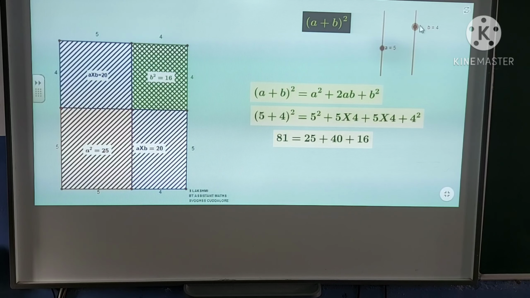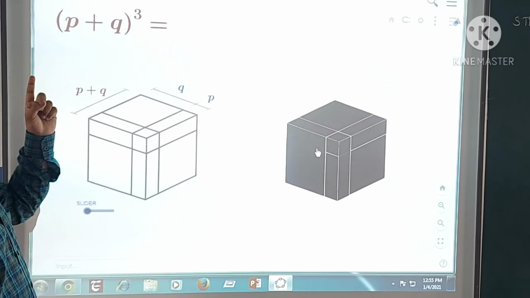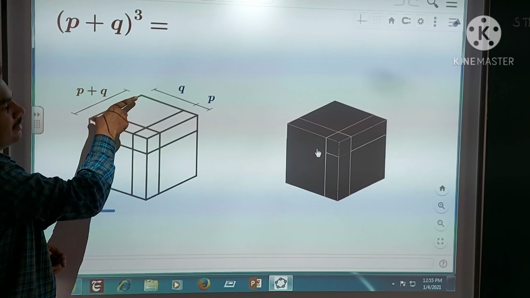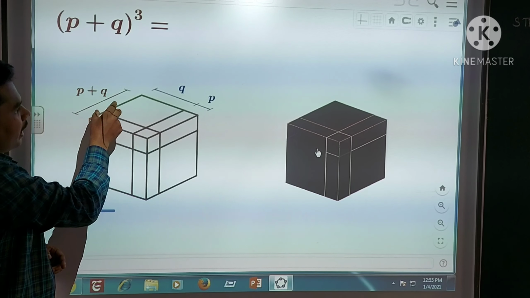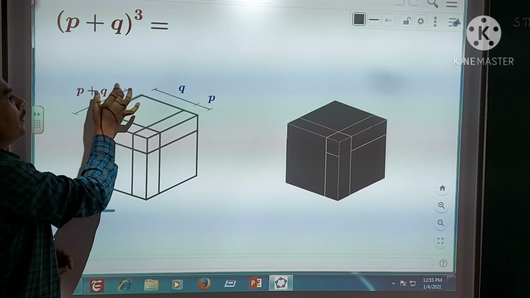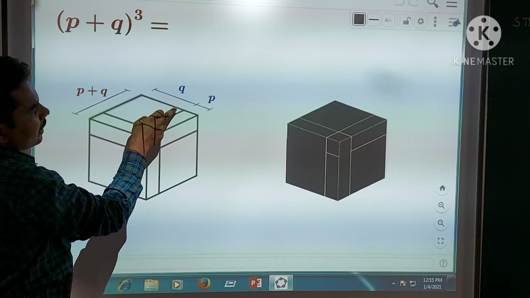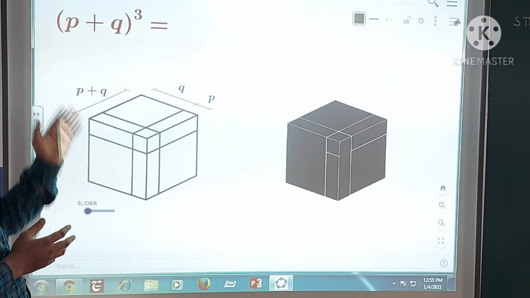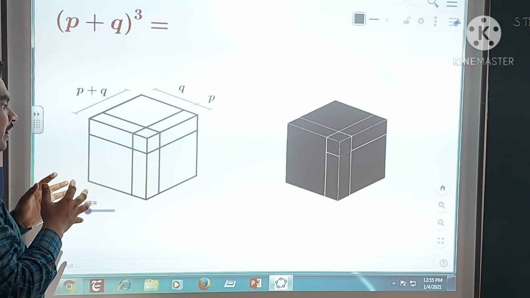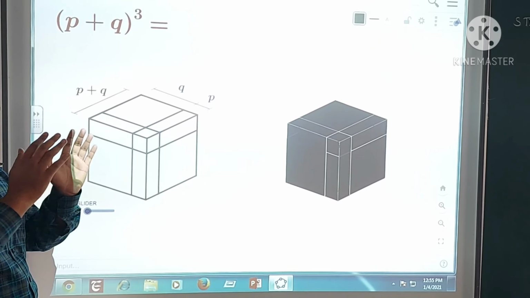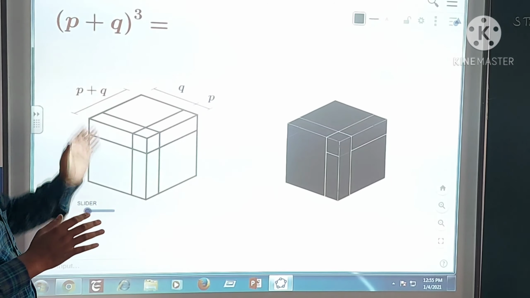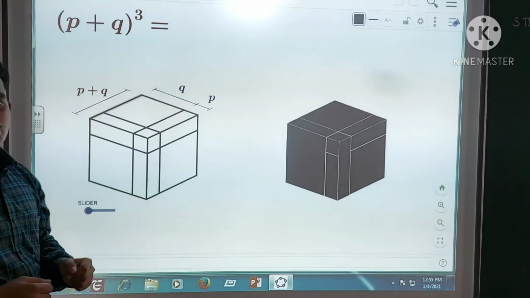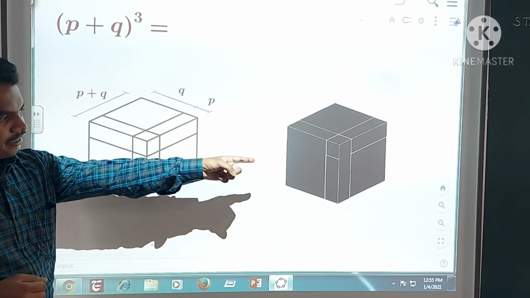Now p plus q the whole cube. First you separate this side, this is p and this is q. So total means p plus q. Here q is this side and this small side is p. Okay. Now you can visualize the p plus q the whole cube. All the sides, length, breadth and height, have p plus q. So that is p plus q the whole cube. Now you can visualize the formula in separate cubes.